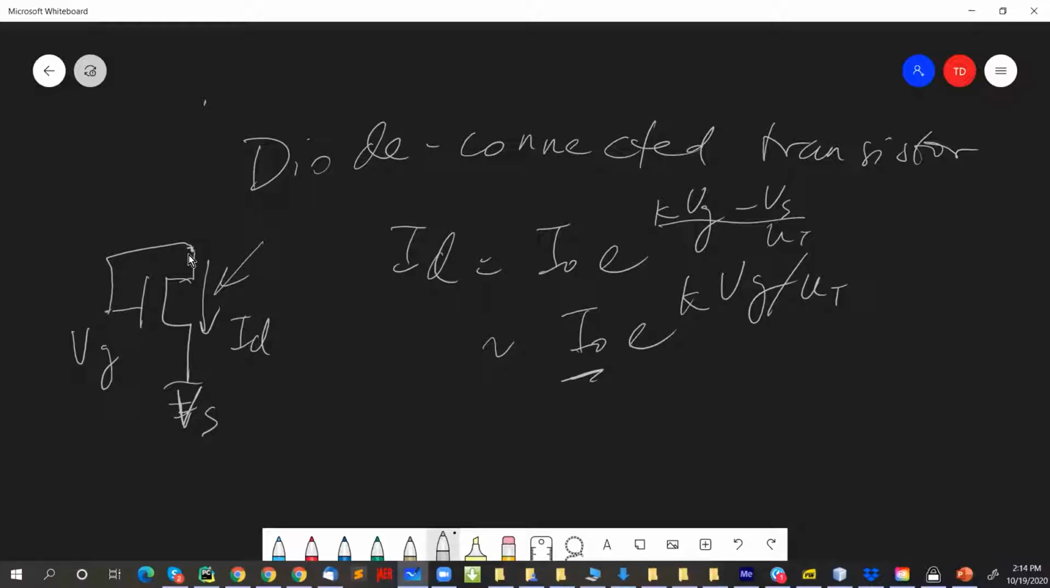Yeah, so it is there, but it's not being ignored. If I happen not to write it, it just means that it's in terms of units of UT. The exponential, that's a voltage over voltage, so it should be unitless. And then this gives you the units of current, amps.